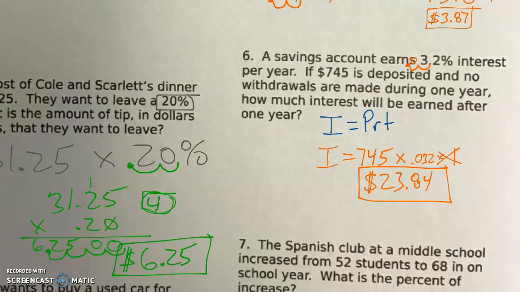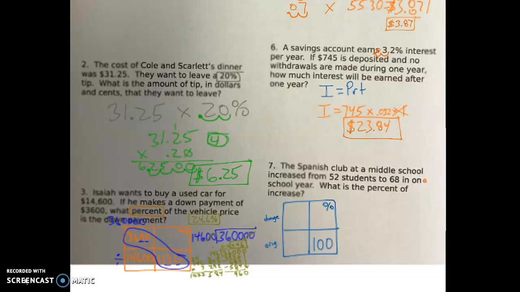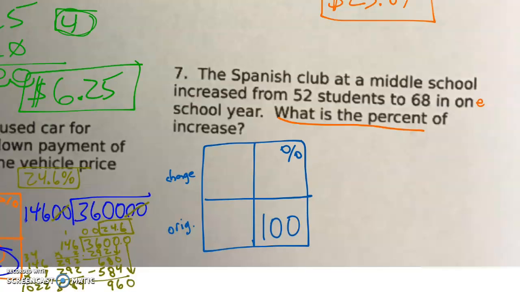No big deal. Number 7, the Spanish club at a middle school increased from 52 students to 68 in 1 school year. That's a little bit of a typo there. In 1 school year. What is the percent of increase? So it literally tells you right there what we're finding: this percent right here. The original amount in the Spanish club was 52. And how much did it change? Well, it went from 52 to 68.